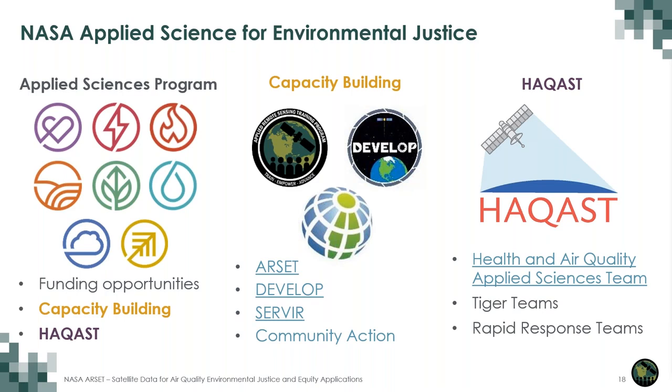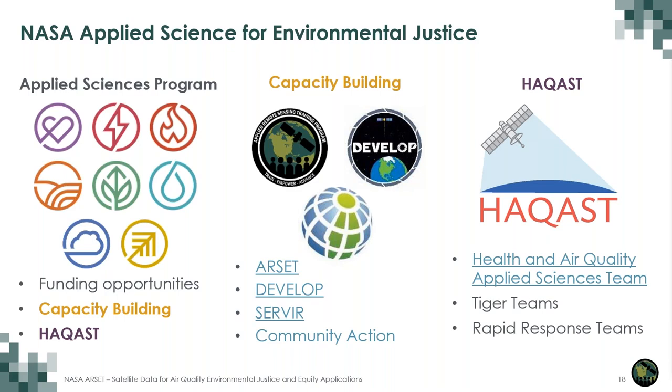The capacity building program also includes an umbrella area called Community Action, which includes elements for Indigenous peoples, prizes and challenges, and equity and environmental justice, which we'll hear about more in just a minute. Another effort supported by the Applied Sciences program is the Health and Air Quality Applied Sciences Team, or HACAST, which partners researchers with public stakeholders to use NASA satellite data to solve public health and air quality problems.